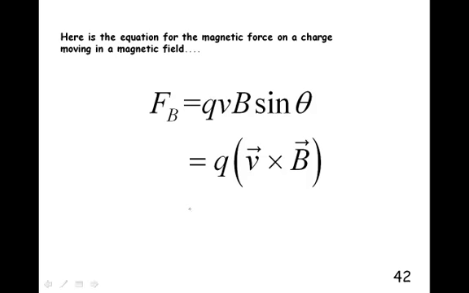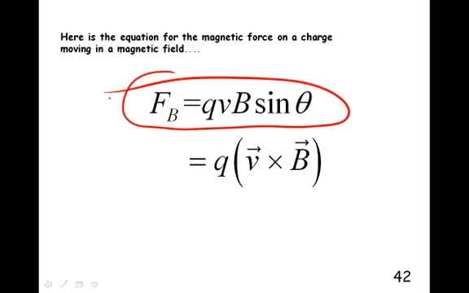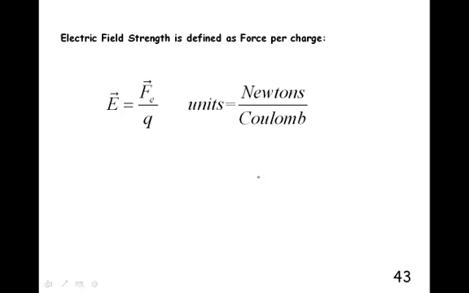here we are. That is the formula for the magnetic force on a charge that is moving in a magnetic field. And another way to write that is, of course, V cross B. And we're going to learn how to do that right at the end of this show.